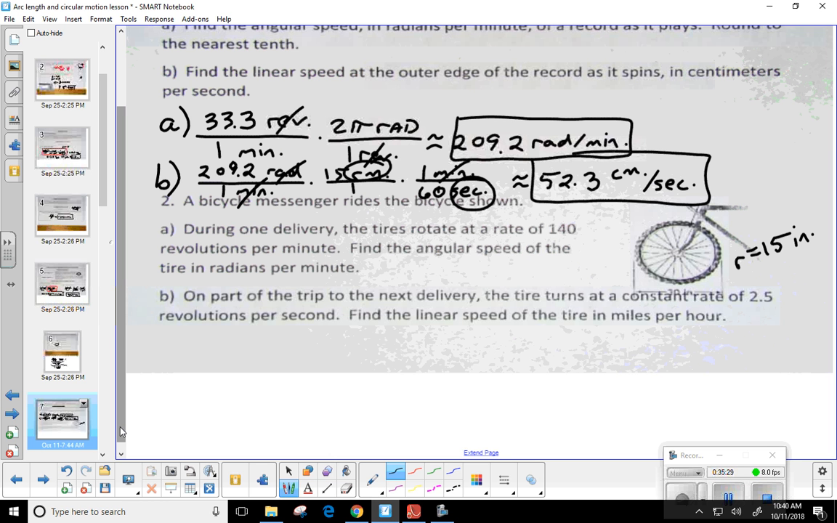Okay, so why don't you go ahead and take about a minute to do that. Let's round it to the nearest tenth. So remember the setup. You always start with the same two fractions when you're dealing with angular speed or angular velocity.